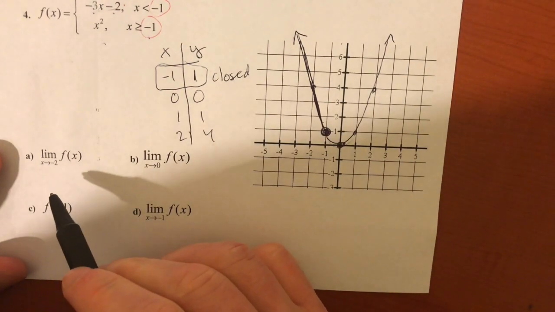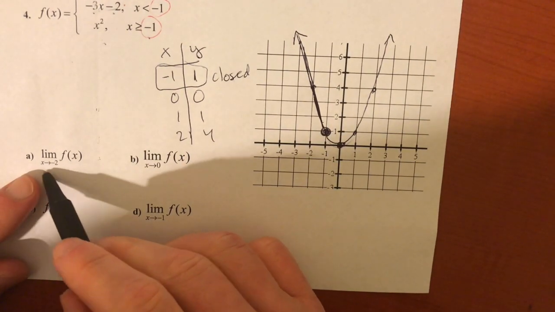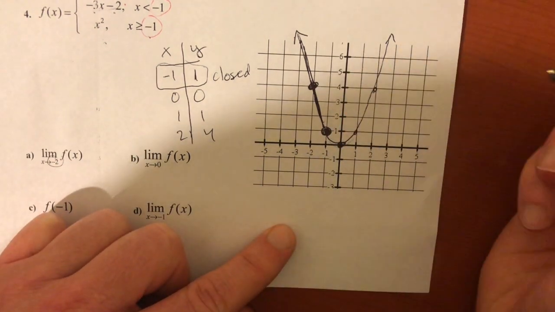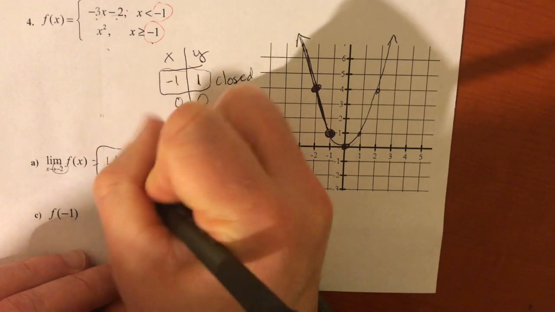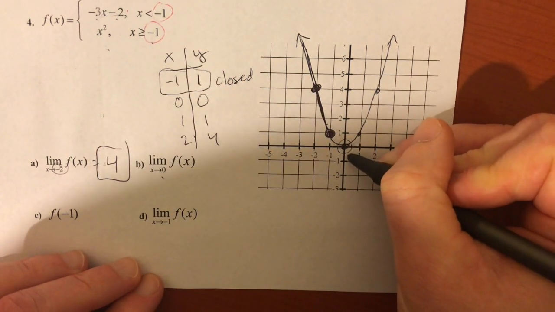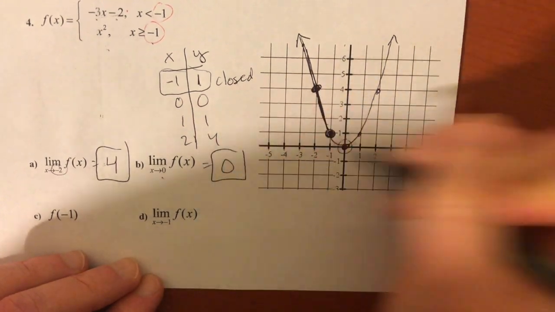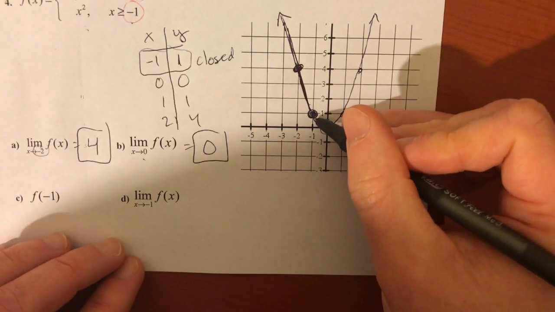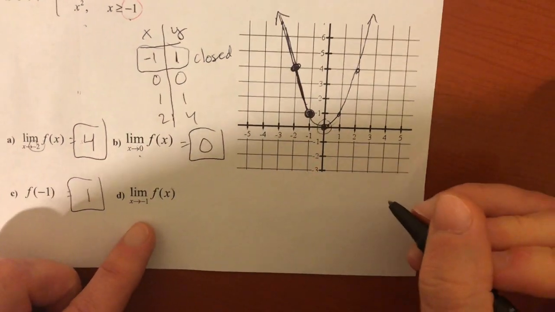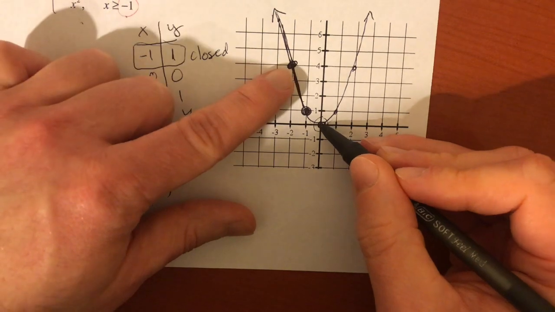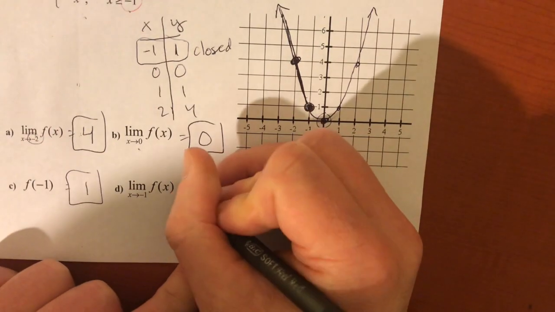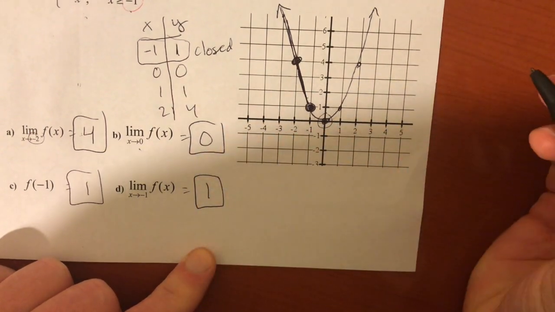And so now we can answer these limit questions. What's the limit as x approaches -2? As x approaches -2, we're talking about right there. The limit is 4. As x approaches 0, that's right here, the y value is 0 from the left and the right. The f of negative 1, that's 1. And what's the limit as x approaches negative 1? Well, since those pieces were connected, they're both approaching that y value of 1 from the left and the right.